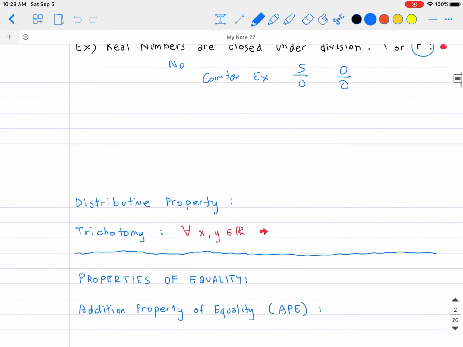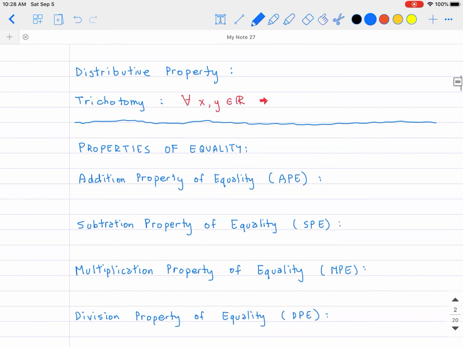Well, there you go. 0 over 0 is going to be undefined, just like 5 over 0. Okay, now let's go ahead and finish that part up right here.